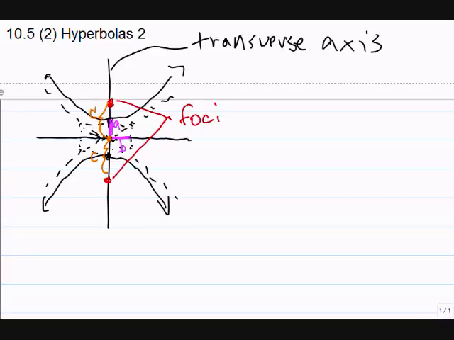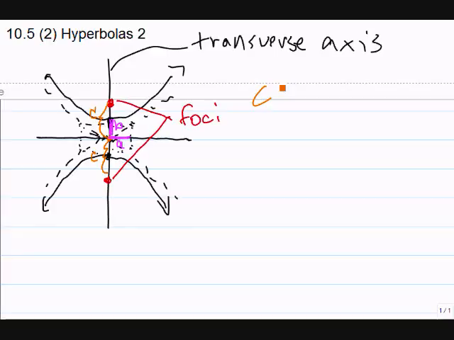I know the drawings for these hyperbolas get so complicated. Sorry. The yellow is C. The B, here we go, is there. The A is there. The A is the distance from the center to the side of the rectangle on the horizontal. The B is the distance from the center to the top of the rectangle on the vertical. And the C is the distance from the center to the focus.